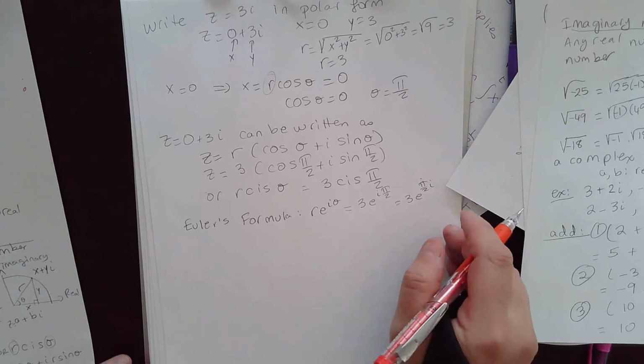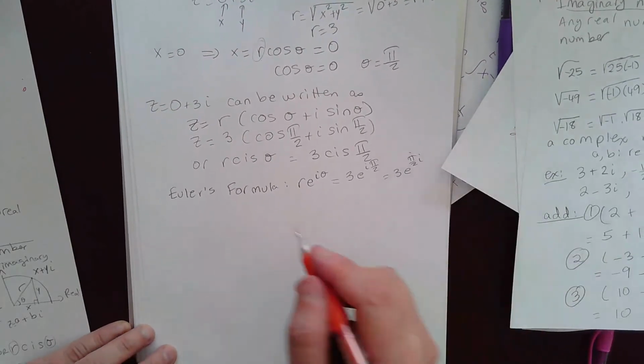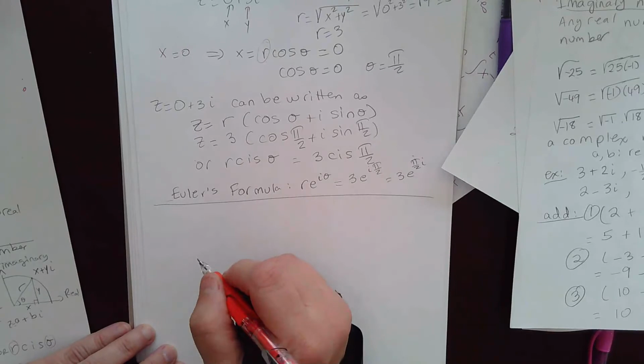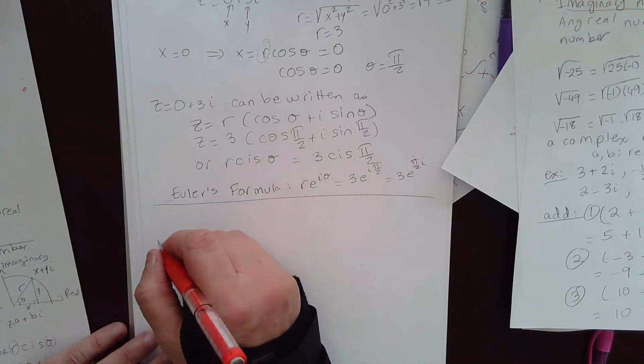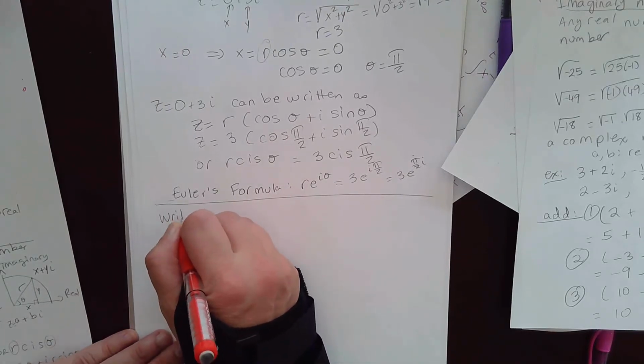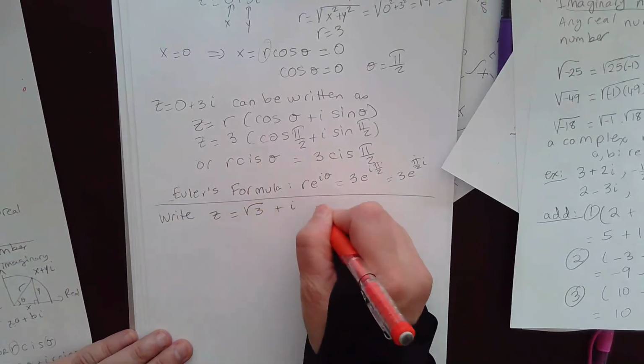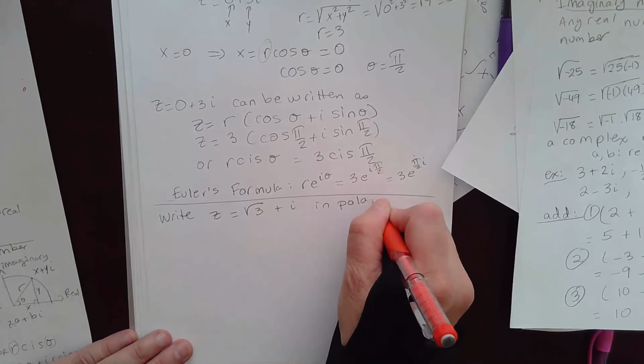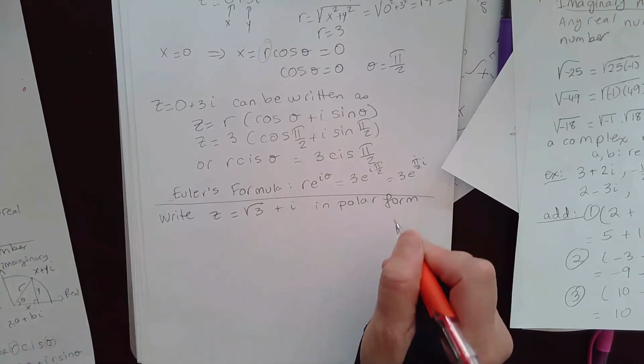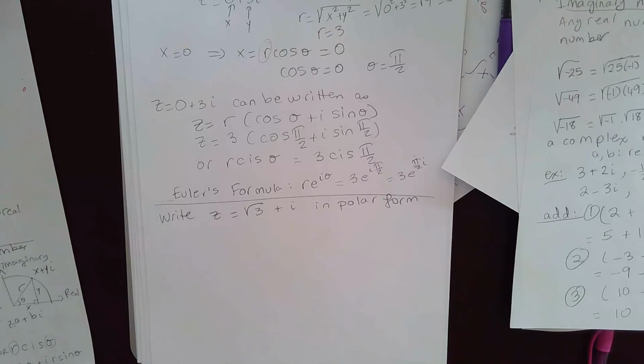So let's go ahead. I want you to do another problem. Write this in polar form. Same question. z equals square root of 3 plus i. Write it in polar form. Remember, z is equal to x plus yi. So go ahead, pause the video a little bit and try to do this by yourself. Go ahead.